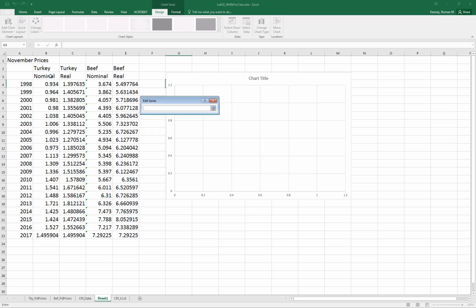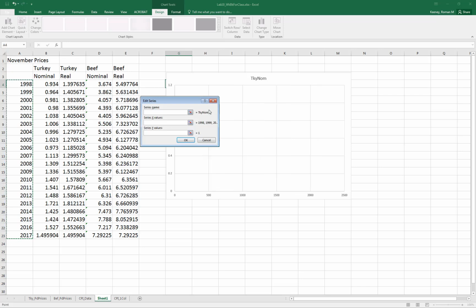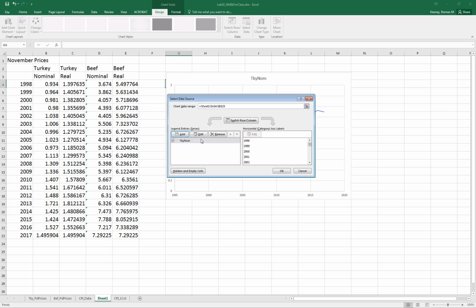And so the data series that we're going to use, when we click on add, for the series name I'll just type something. I'll type TKY nom, so the turkey nominal, and for the X values we're going to put years. So we want the years to be the x-axis. The time element will be the x-axis. And then for the y-axis we're going to add the nominal prices. So you highlight all those, and you get your first set of results.